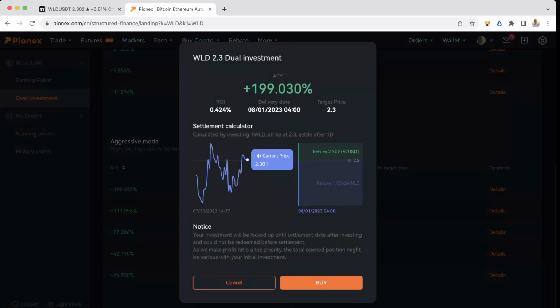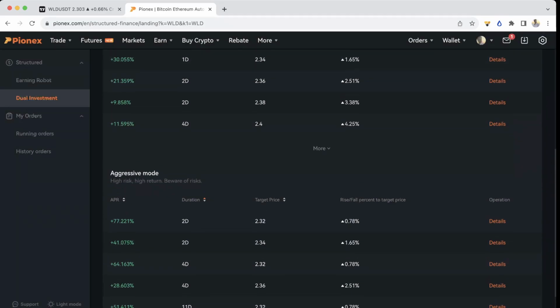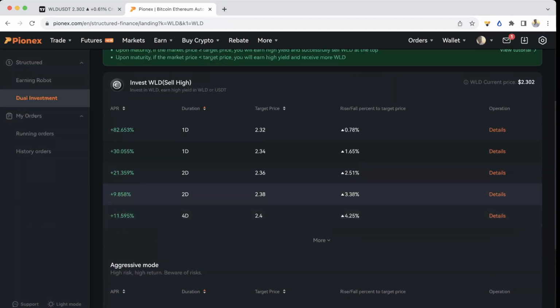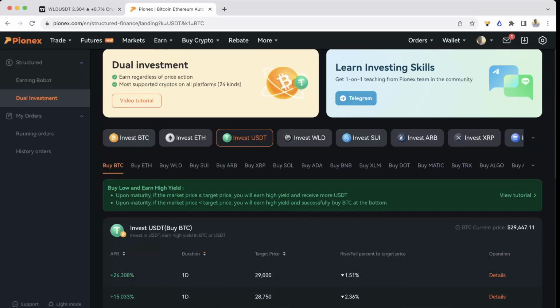What does this mean? Well, if I give any amount of WLD, let's say I give 1,000, what's going to end up happening? If the price of WLD at settlement is below 2.3, I get back 4 WLD in profit. If it is above, I make about a $10 return. Now, this is not a massive return, but if we look at the ROI, that one was a guaranteed 0.45%. But it all depends on market volatility, of course.